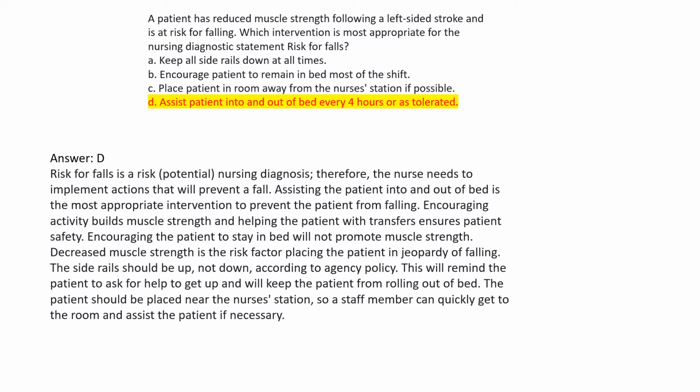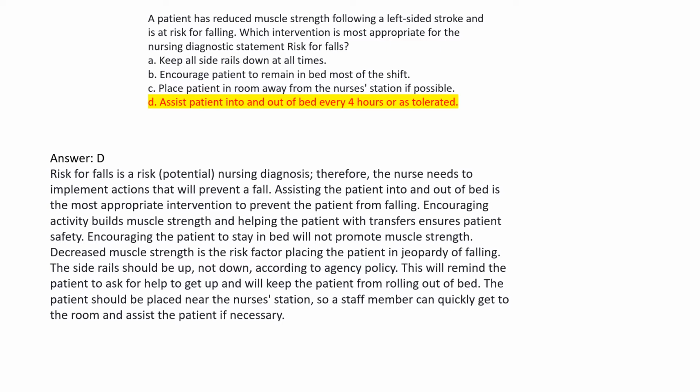Answer D. Assist patient into and out of bed every 4 hours or as tolerated. Risk for falls is a risk potential nursing diagnosis, therefore the nurse needs to implement actions that will prevent a fall. Assisting the patient into and out of bed is the most appropriate intervention to prevent the patient from falling. Encouraging activity builds muscle strength and helping the patient with transfers ensures patient safety.